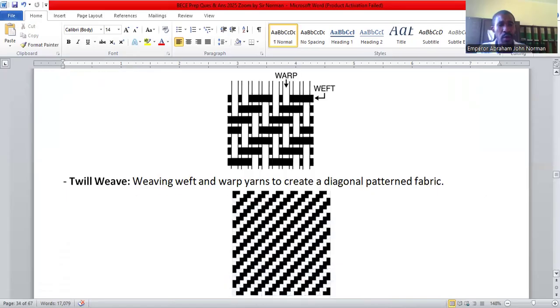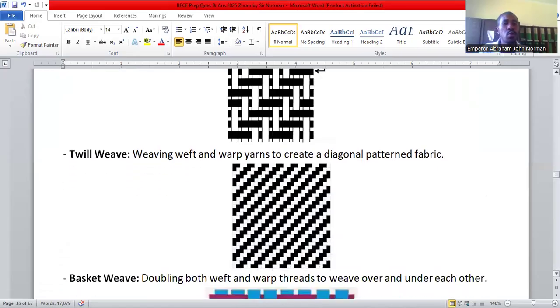Then you have another weaving technique we call twill weave. Twill weave is a technique of weaving weft and warp yarns to create a diagonal pattern fabric. So look at the design that has been created. It has created a diagonal pattern on the fabric. So this is the kind of design that you create.